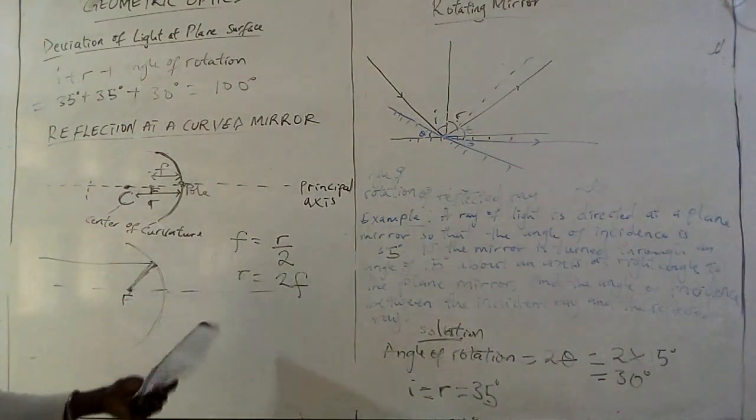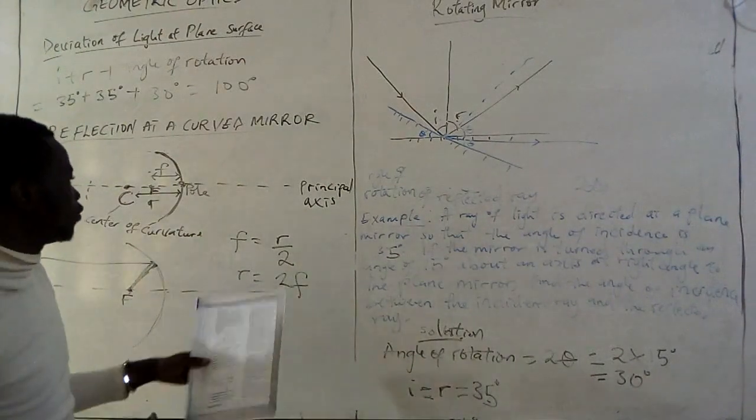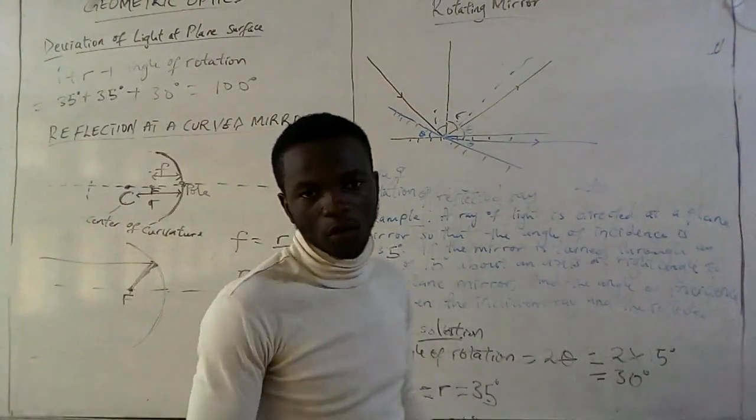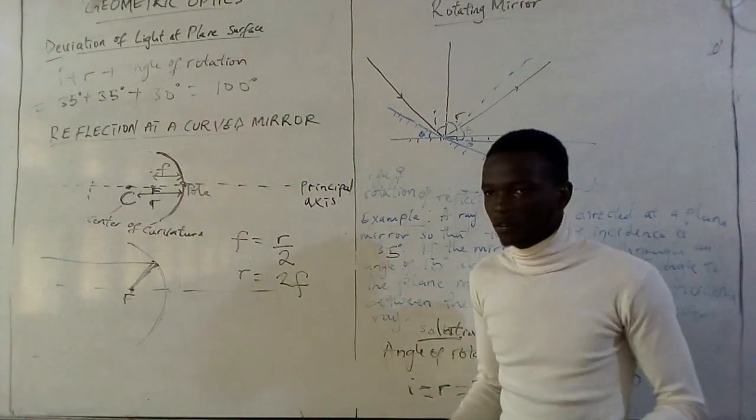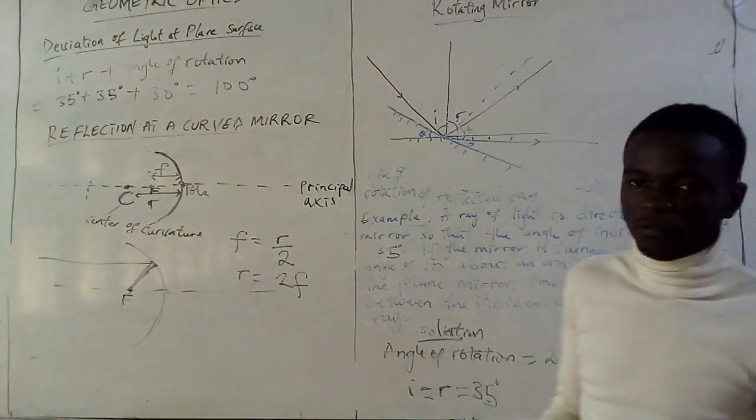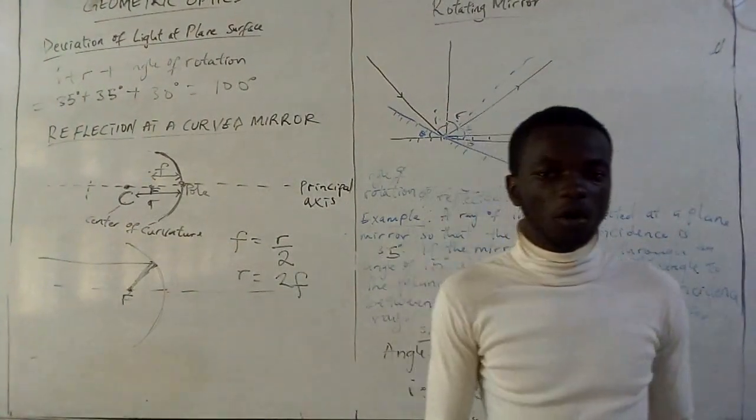In our next class, we are going to see how to draw the ray diagrams for different positions of objects placed in front of a curved mirror.